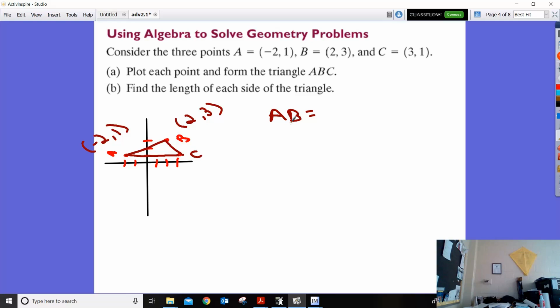How far apart are the x values? 4. We can do that 4 in distance formula. Square, right? You're going to have a 16 in there. And you can add to it the difference in y. How far apart are the y values? 2. Well, that's 4 when you square it. This guy ends up root 20. All right. Now we got to find B to C.